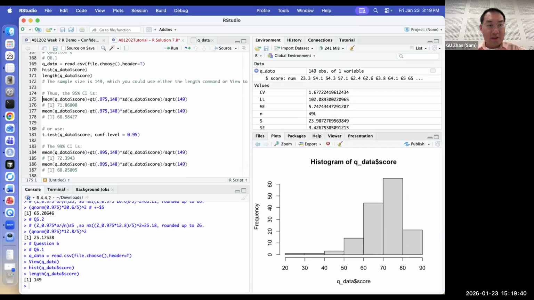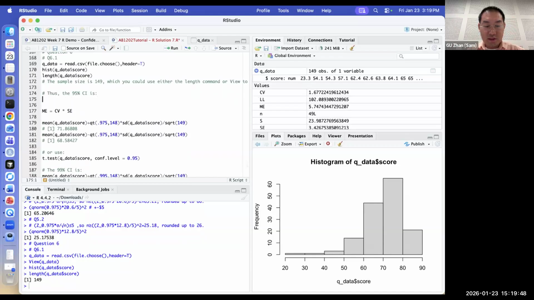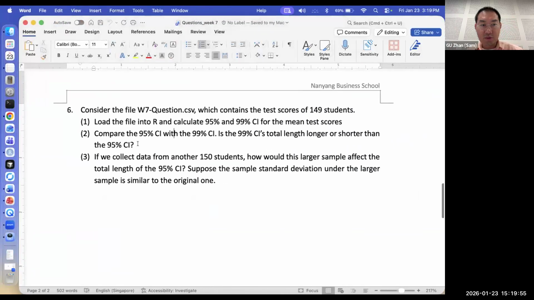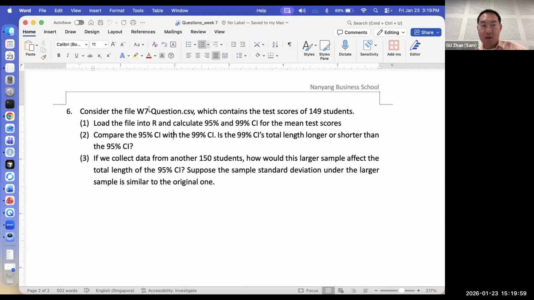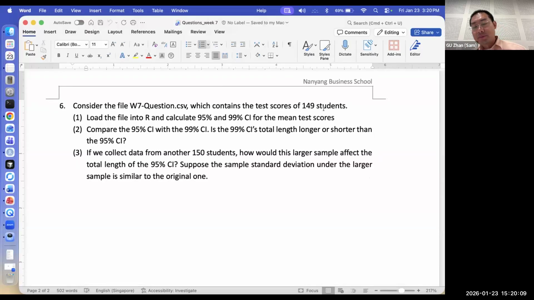Okay, so for the confidence interval, again, margin of error is CV times SC, right? Your CV first, you use which distribution? Okay, first, this is a sample. You do not know the population standard deviation. You only have a sample of 149 students, so it is not a population.